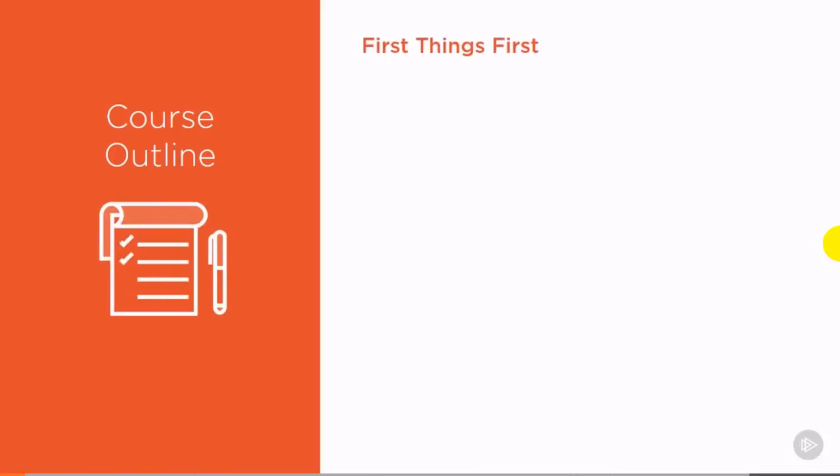We start with first things first. We'll select a language and editor to use, then walk through how to set up an Angular 2 application. Next, we'll dive into components. We'll build the app component using a simple template and minimal component code and metadata.